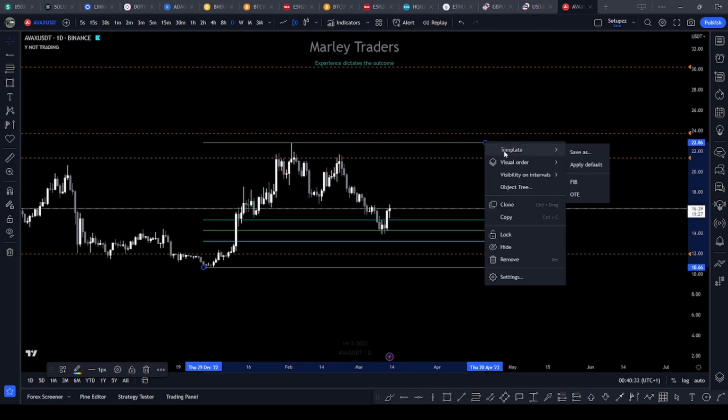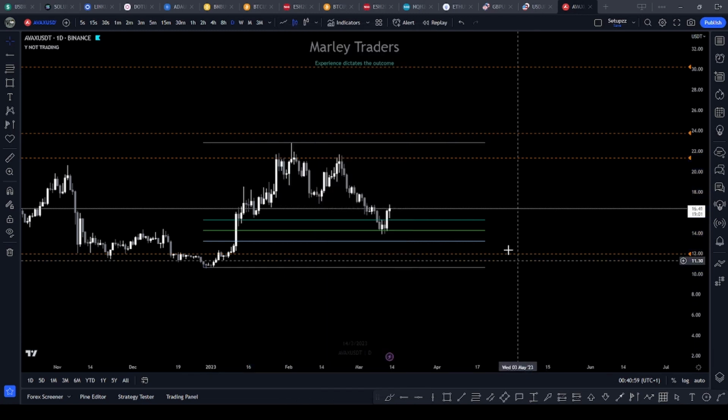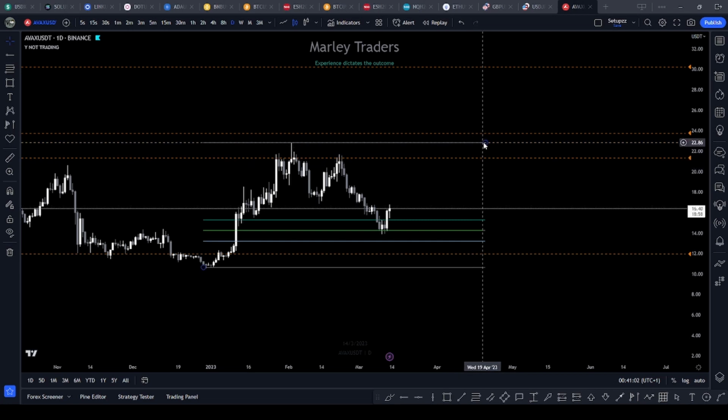Come here, go to the settings, and you deactivate or untick everything else, and you have the 0.79, 0.705, 0.62, 1, and 0 levels on. So this is what is used. Then you save it. Save as OTE, and then you do your fib also. So for my fib levels, go to settings. No, sorry.